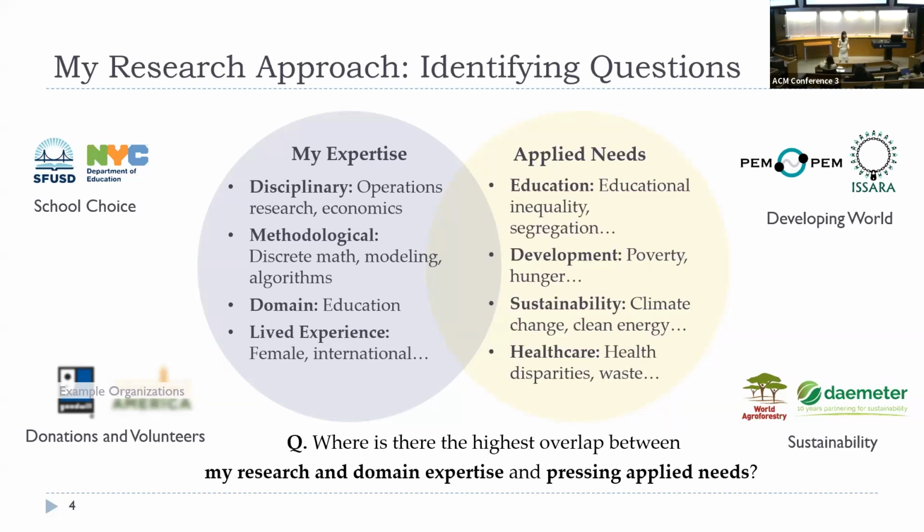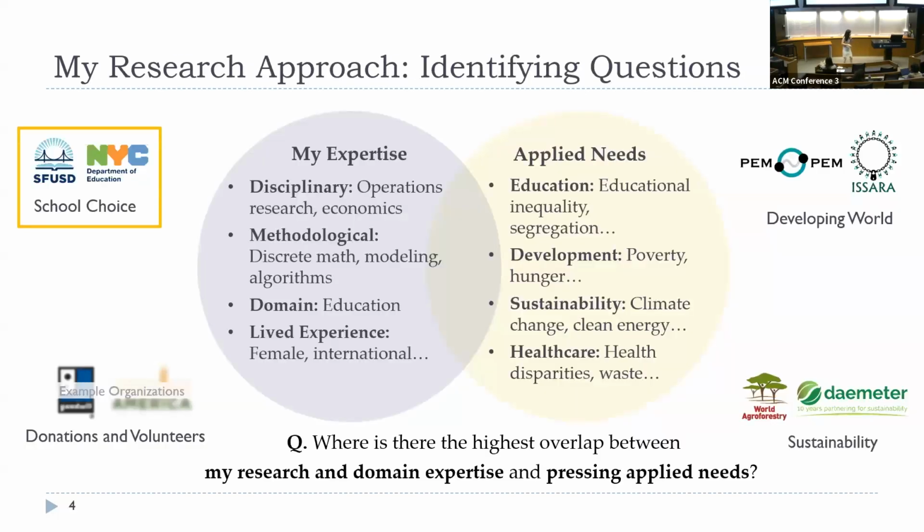So educational equality, segregation, development, particularly poverty and hunger, sustainability, climate change, clean energy, healthcare, health disparities, a lot of waste in healthcare. It's just a small list. I'm obviously not working on all of these, and obviously no one person here can work on all of these, and also obviously no one research project is going to solve any of these. But I think this is a helpful way to start narrowing in on, okay, where do these things overlap and intersect? And I'm hoping that I can show you through some examples from my own work how I've done this more specifically, at a narrower scope, in the context of shipments.